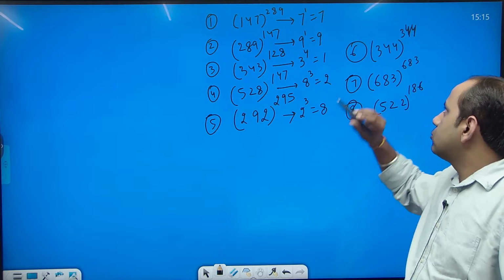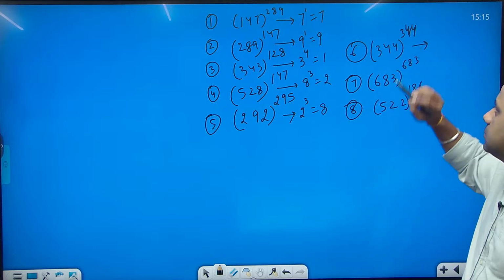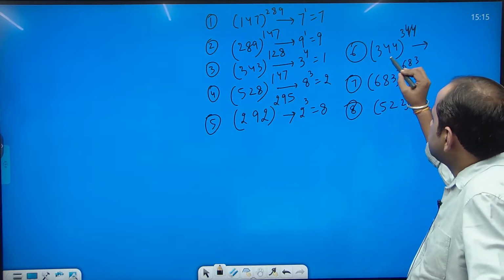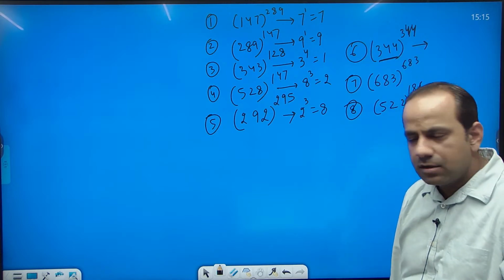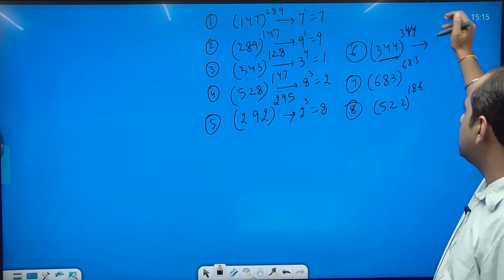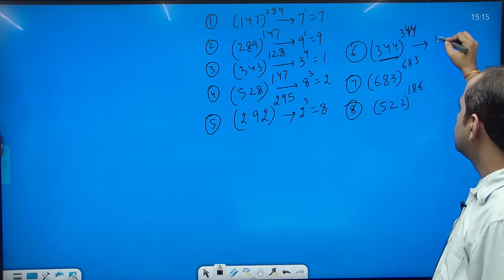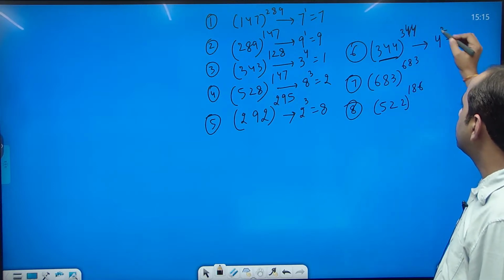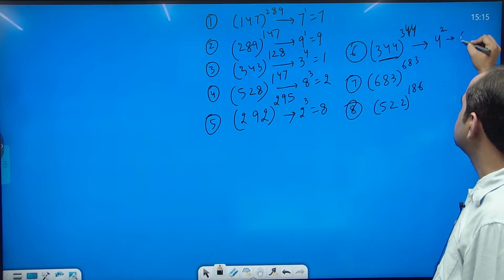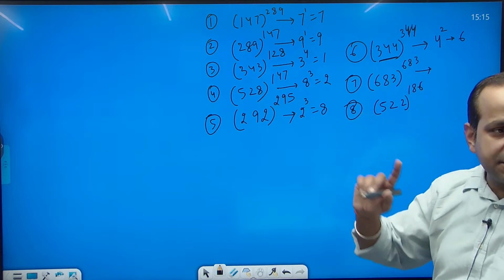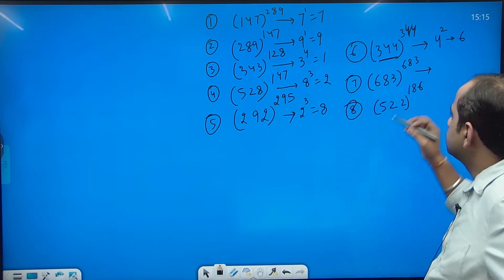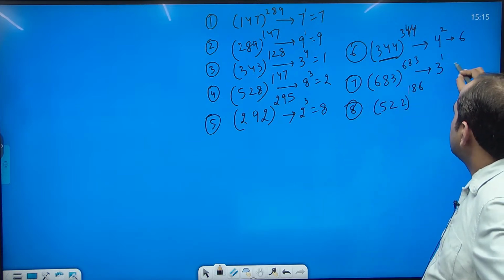What will be your answer for question number 6? Which category does this belong to? We have to divide this power by 2. When I divide 344 by 2, the remainder is 0. 4 to the power 2 is 6. Third category, we will divide 683 by 4. The remainder will be 1. So the answer is 3.